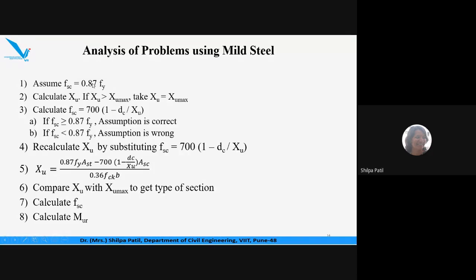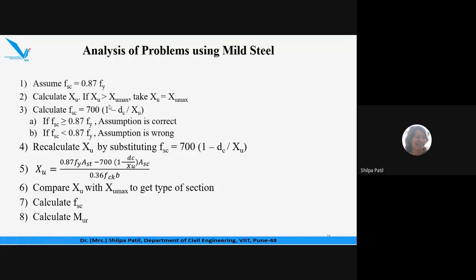We have the FSC value, so we can calculate XU. Simply in the expression of XU, we will put FSC value as 0.87 FY and we will calculate the XU value. Now we have to compare the XU with XU max. It is the same step which we have done in case of analysis of singly reinforced section also. So by this step, we can find out actually the type of the section.